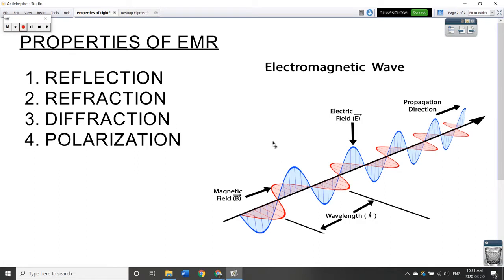But all EMR displays these properties of reflection, refraction, diffraction, and polarization. And so this week we're going to look at these different properties in more detail. And your assignment will be based along identifying these properties at home.